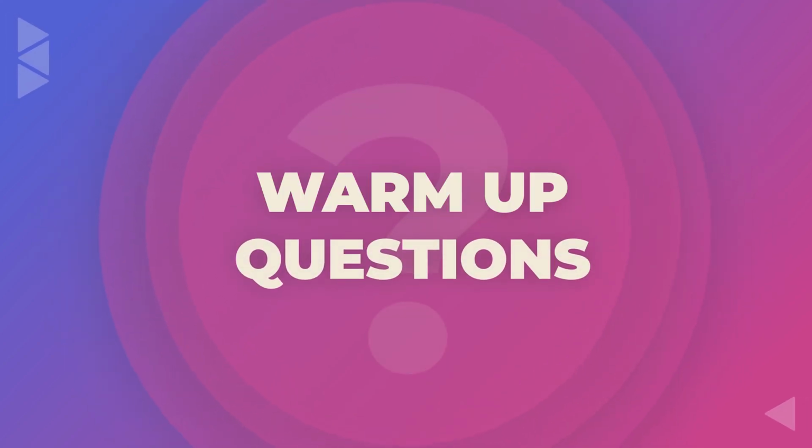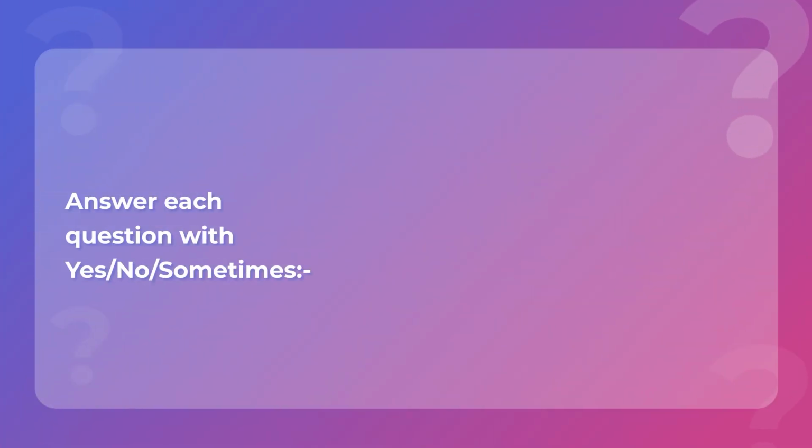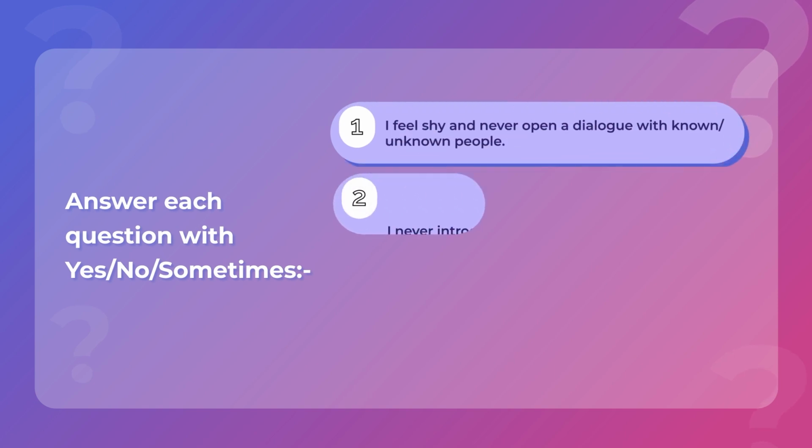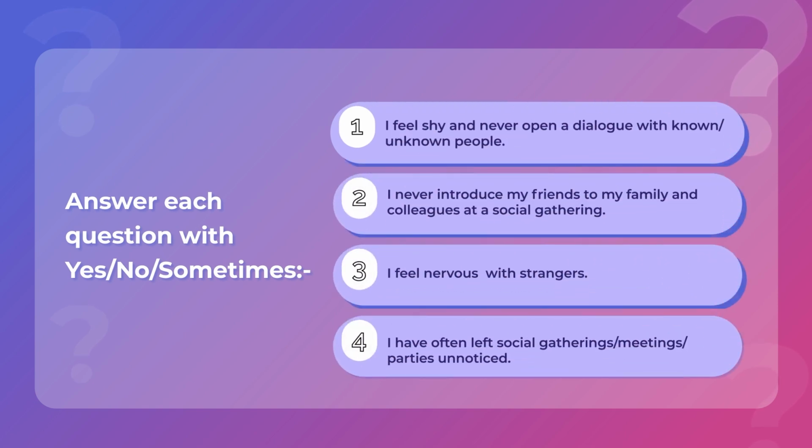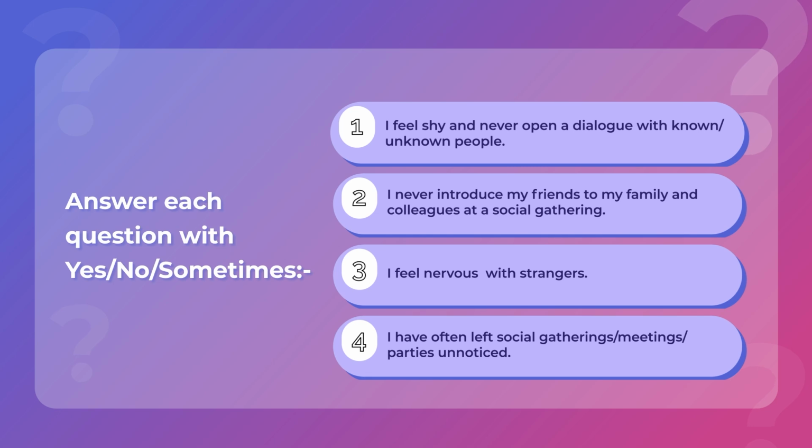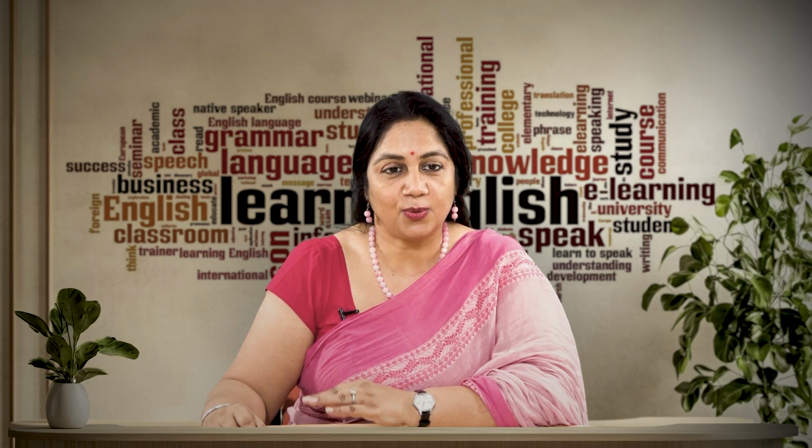I would request the learners to answer each question with a yes, no, or sometimes. I feel shy and never open a dialogue with known or unknown people. I never introduce my friends to my family and colleagues at a social gathering. I feel nervous with strangers. I have often left social gatherings, meetings, or parties unnoticed. If your answer has been a yes for all the 4 questions, this lesson will help you to open up and become more comfortable with your so-called awkward situations. All the best.